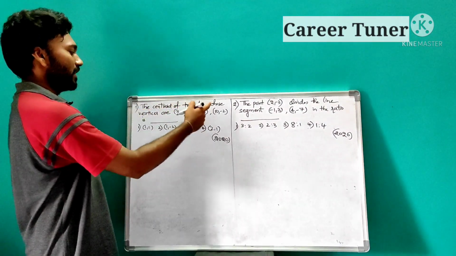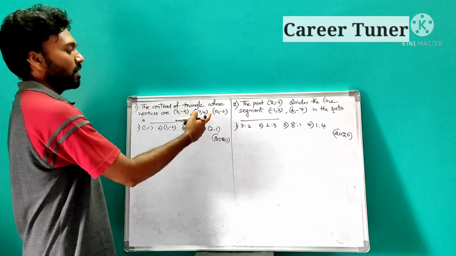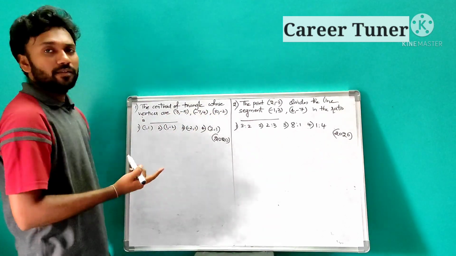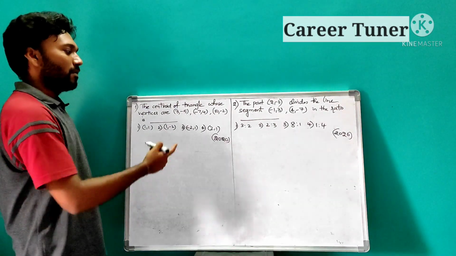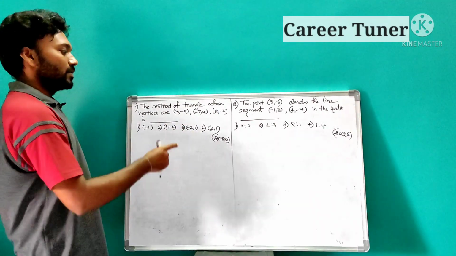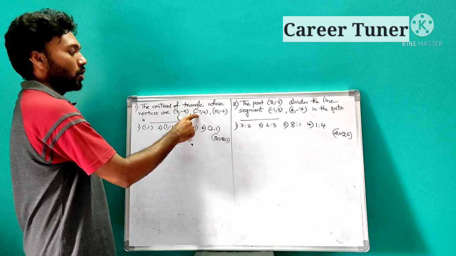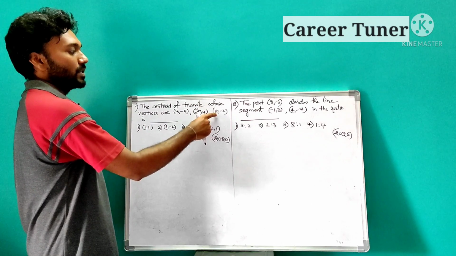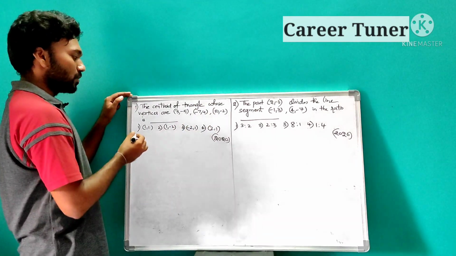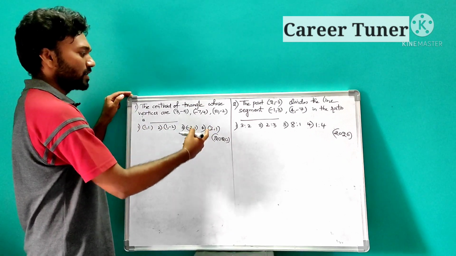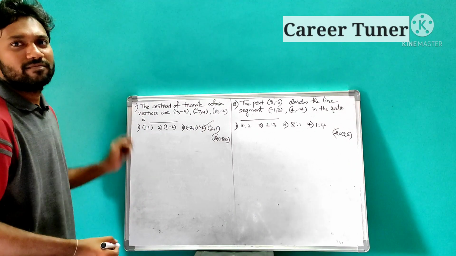The centroid of a triangle whose vertices are (3, -5), (-7, 4), (10, -2) is? So we already know the centroid formula: (x1 plus x2 plus x3) by 3, (y1 plus y2 plus y3) by 3. Add all the x coordinates. So 3 minus 7, how much? Minus 4. Minus 4 plus 10 is nothing but 6. 6 divided by 3 is nothing but 2. So the x coordinate is 2. So where is x coordinate 2? So this is the answer. Need not verify everything. That's it.